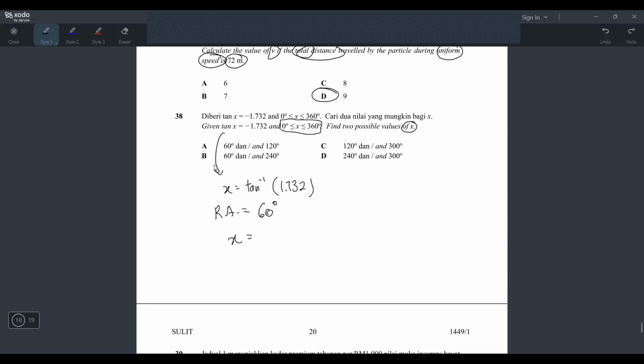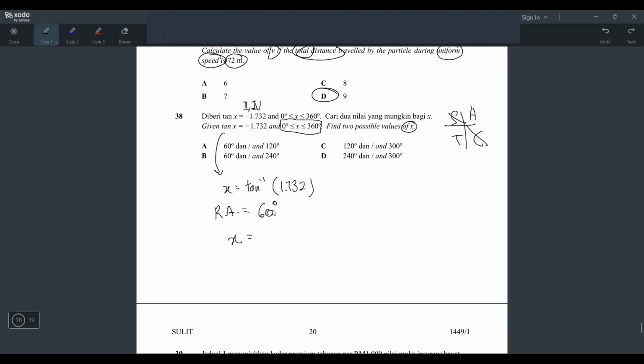But then you have to consider that the tangent is negative, use the ASTC rule (add sugar to coffee), see which quadrant tangent negative falls in, and only then convert. If tangent is positive, it is quadrants 1 and 3. If tangent is negative, it is quadrants 2 and 4. It means your X answer has to be in quadrant 2 and quadrant 4. So this 60 degrees is not the answer, because the calculator will only give you an answer in quadrant 1.